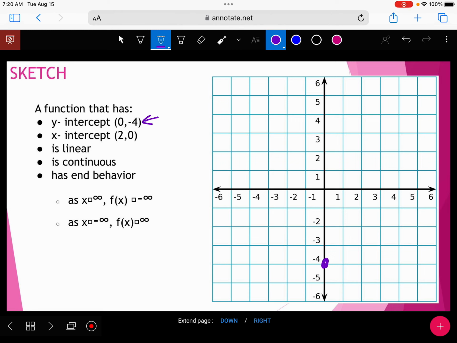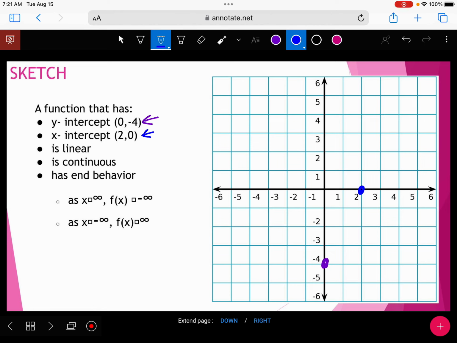I think my end behavior is wrong on this one. We have an x-intercept at 2, 0. So the point 2, 0. It's linear and it's continuous.